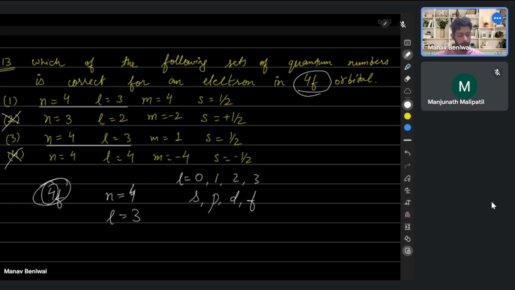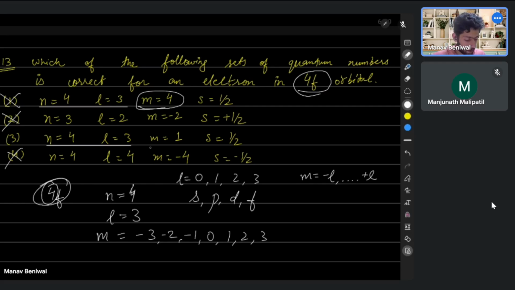Now we also know that m goes from -l all the way to +l. Because l is 3 here, m can be anything from -3, -2, -1, 0, 1, 2, 3. Option 1 says m is 4, and this is not possible, right? So we can rule out this option. m is equal to 1, this is possible, you can see here. So option 3 is the correct answer.